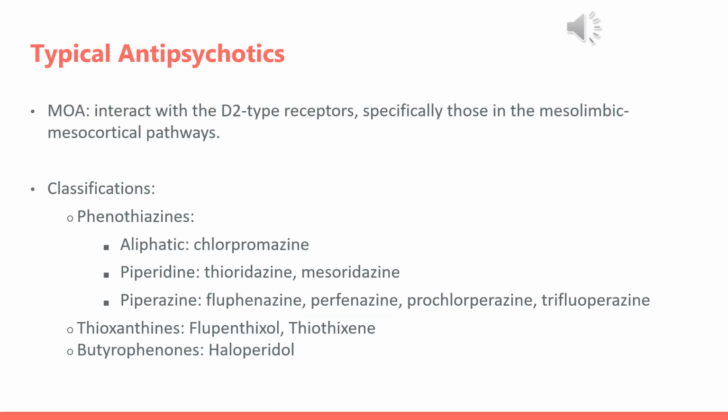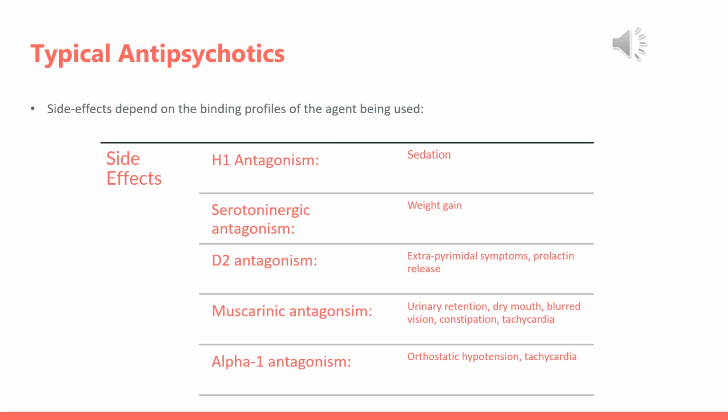Regarding the typical antipsychotics, the mechanism of action, as previously stated, is that they interact with the D2 type receptors, specifically those in the mesolimbic and mesocortical pathways. Classifications are as follows, including the phenothiazines, the thioxanthenes, and the butyrophenones. The side effects mainly depend on the binding profiles of the agents being used.